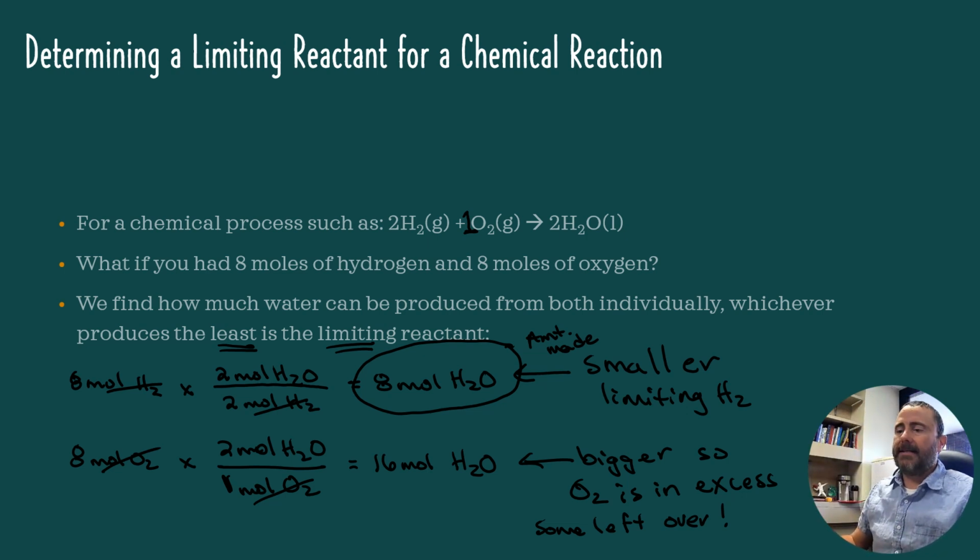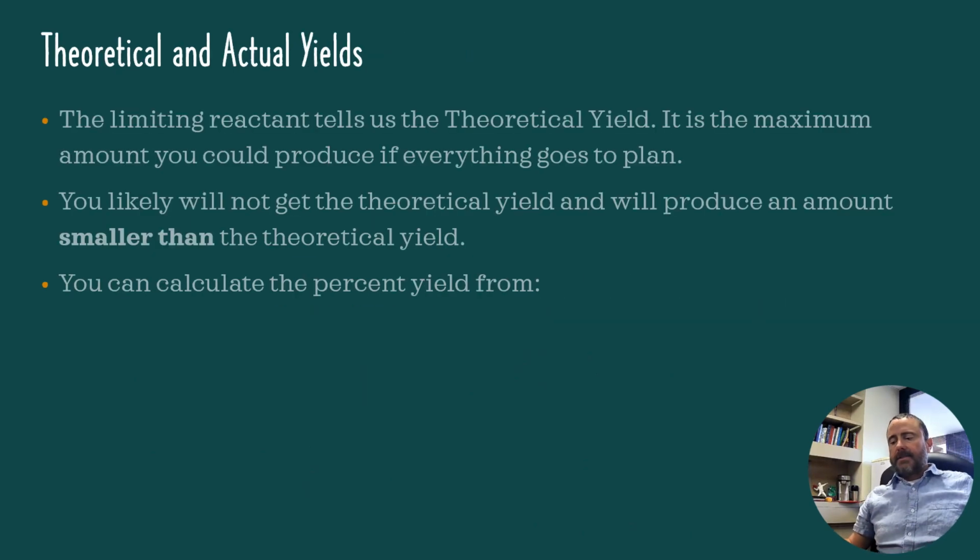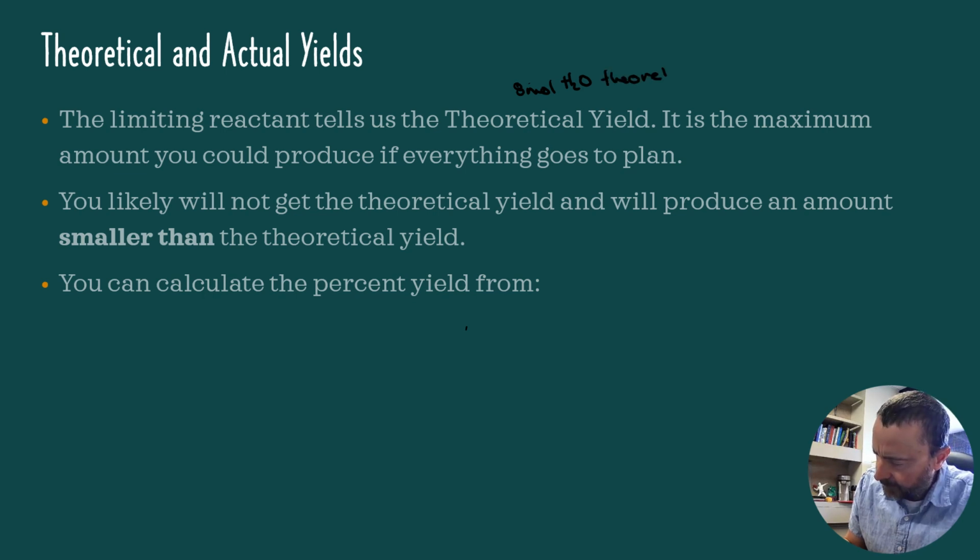Okay, so this then is going to lead us to our last slide. We finally have made it to the last one, which is theoretical and actual yields. So that limiting reactant tells us theoretically how much we could make. From our previous example, it was the 8 moles of water theoretically made. That's how much could be made, because that's the maximum amount. You're likely not going to be able to make the maximum amount.